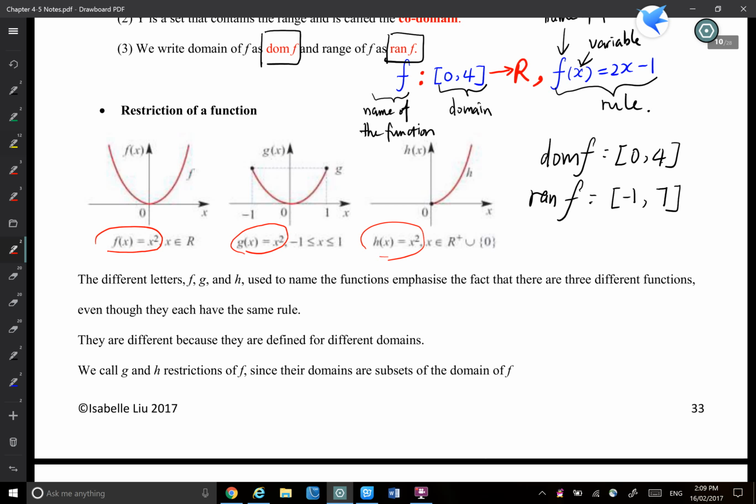The different letters f, g, and h used to name the functions emphasize the fact that there are three different functions. Even though they have the same rule, they are different because they are defined for different domains. We call g and h restrictions of f, since their domains are subsets of the domain of f. Can you see this is a subset of that? They are subsets of R, smaller parts of R. So g and h are restrictions of f. If you cut your f, remove some part of your f, that will give you g and h. So that's called the restriction of a function.